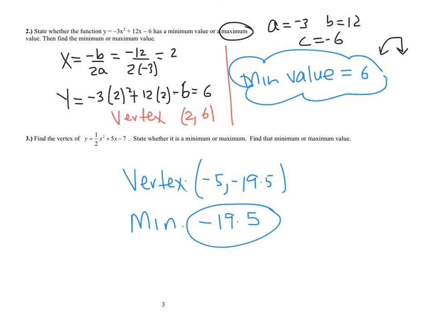And I'm going to fix something. Do you see a mistake that I made in the last example? Remember I said that this was a minimum, but I should have written maximum because it's opening down. And this one, because it's positive, I know it's going to open up, so this has to be a minimum value. So that's how to do that.